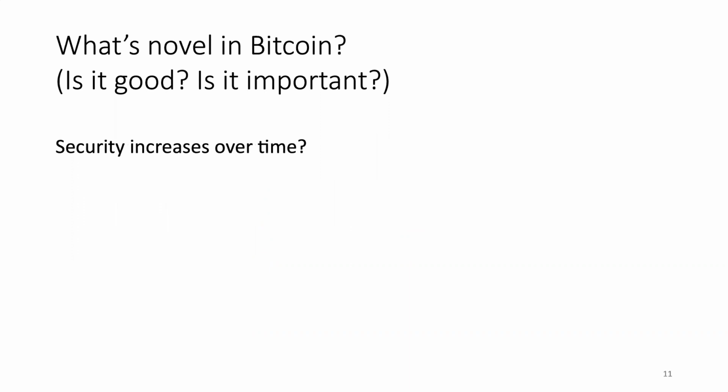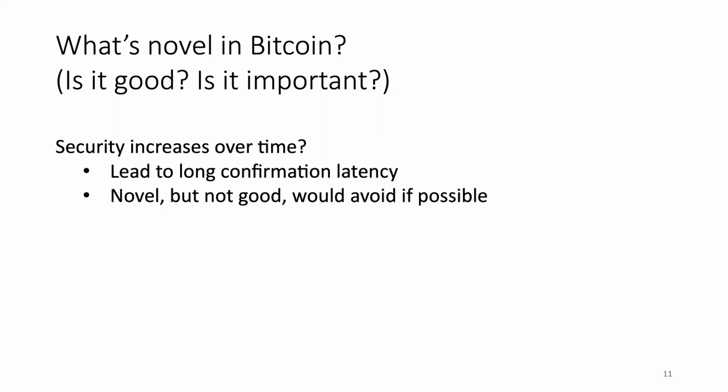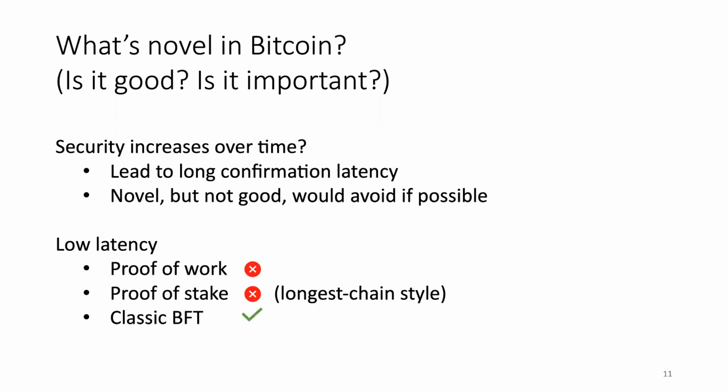Another interesting property of Bitcoin is that its security increases over time. When a block first shows up, you shouldn't trust it right away. It's only when it's buried deep in the chain that you should consider it finalized. This is also a somewhat new property, but I would argue that it's not a good property. It leads to long latency. If we could make a decision right when the block shows up, that is better. If we can do that, we should try to do that.